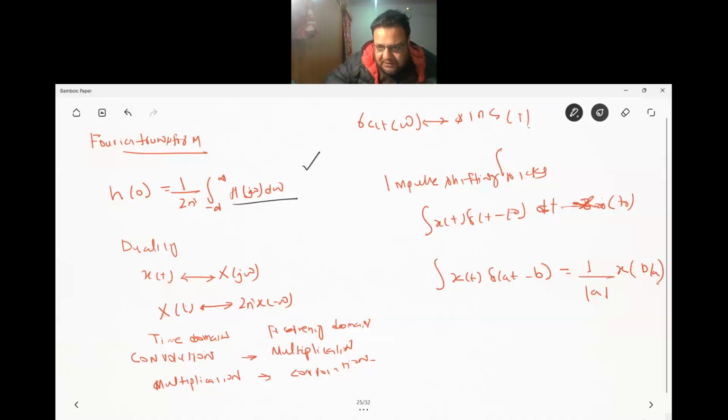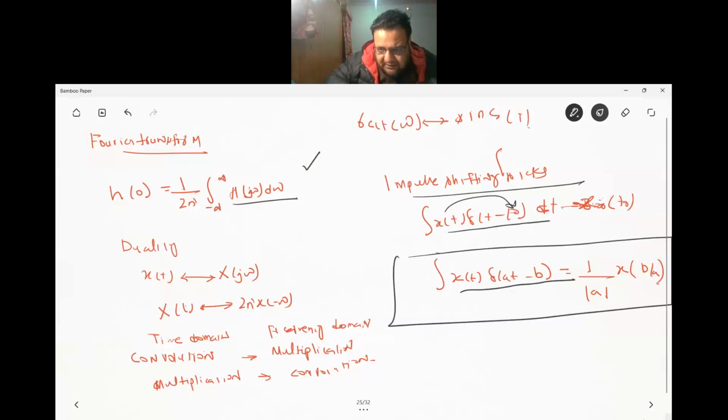Okay, and these are other shifting properties of the impulse. The integral of x of t delta of t minus t naught dt is given as x of t naught. And the integral of x of t delta of at minus b is given as 1 by a times x of b by a.